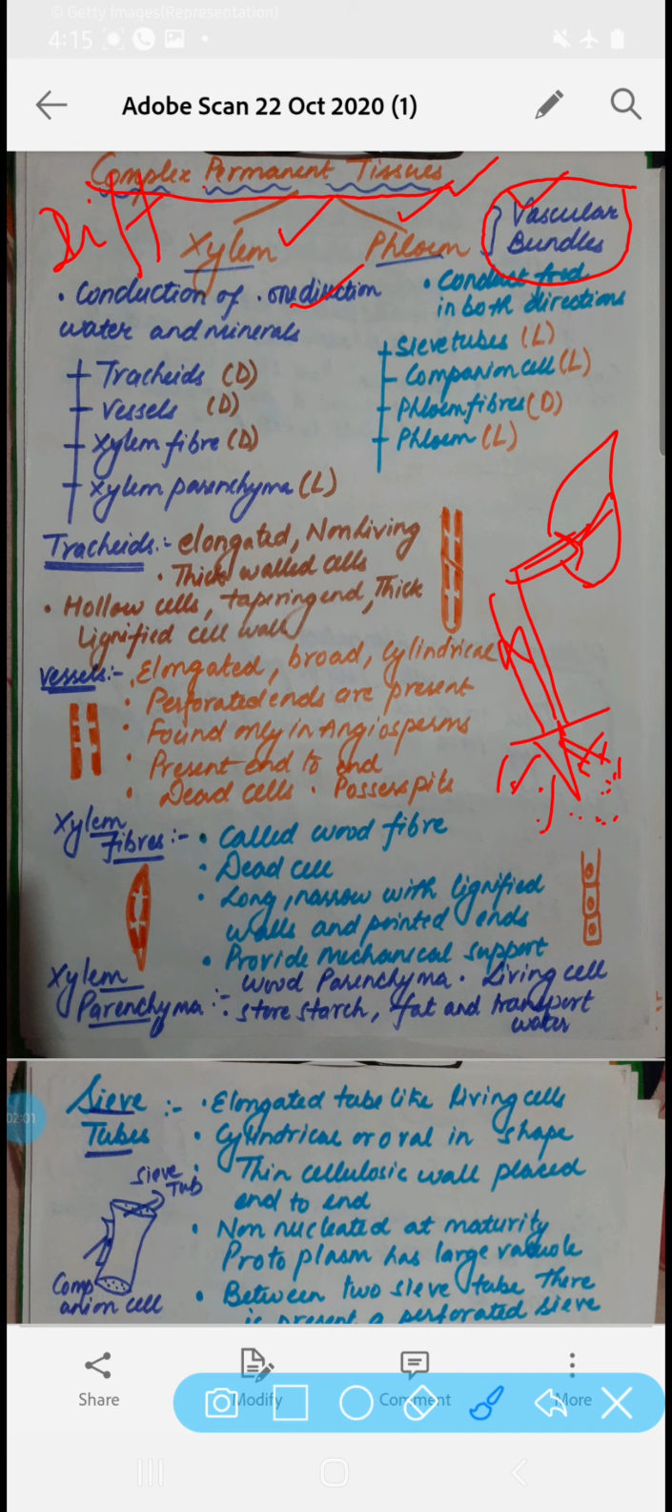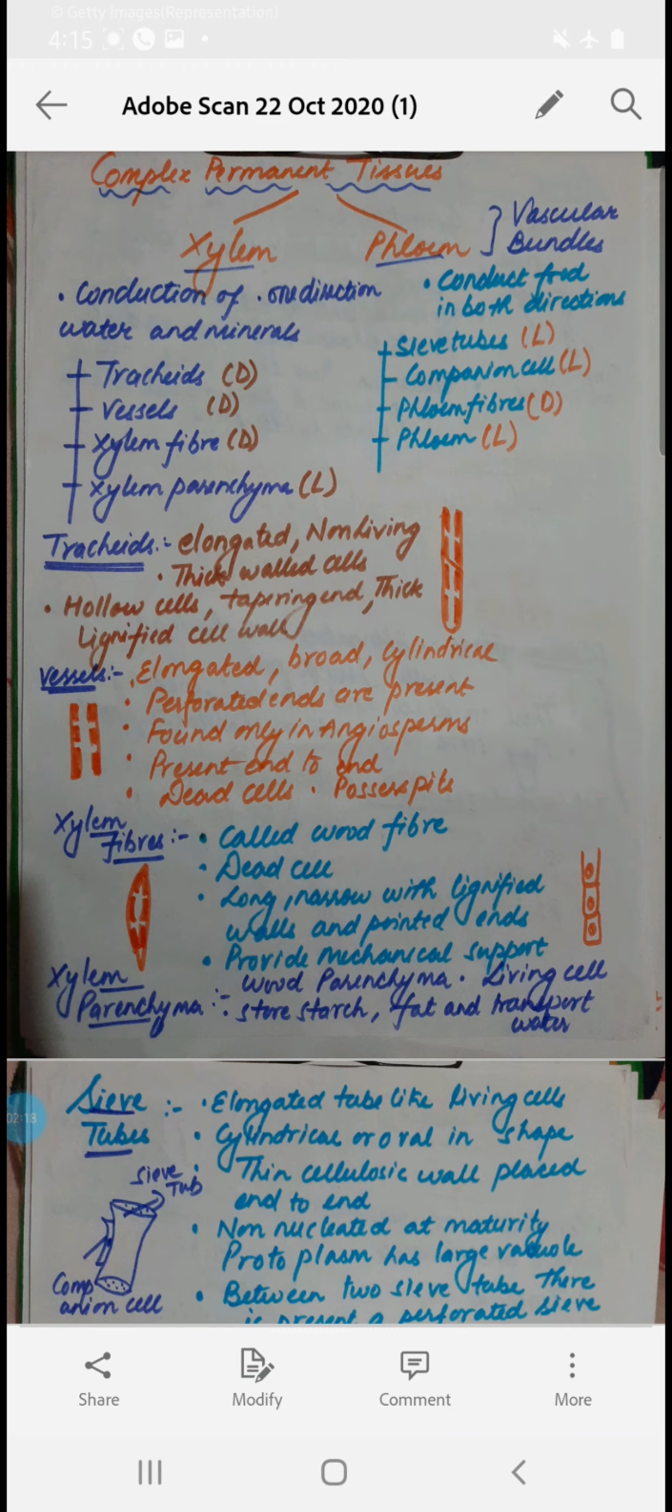So what does the xylem do? It just transports the water from root to stem and from stem to leaves. So there is only one direction in which the supply is being done. Clear?